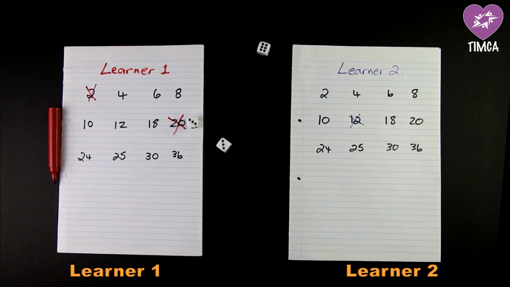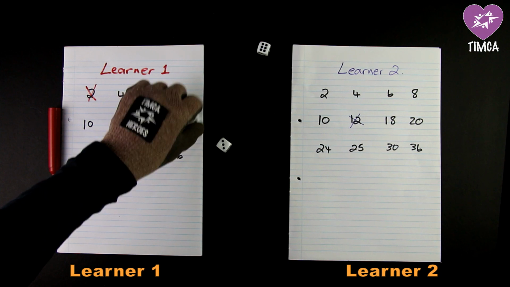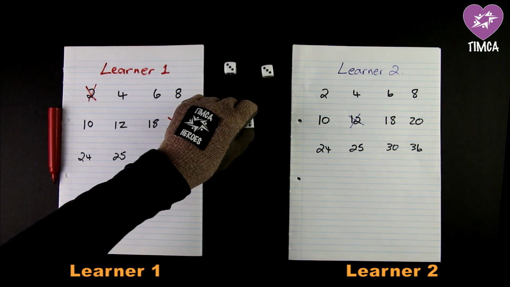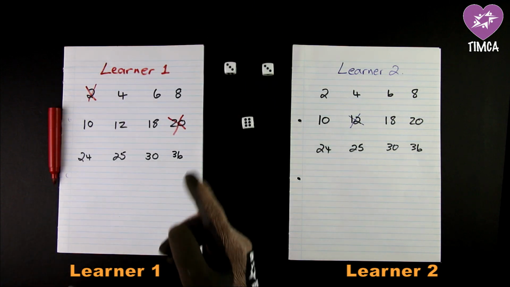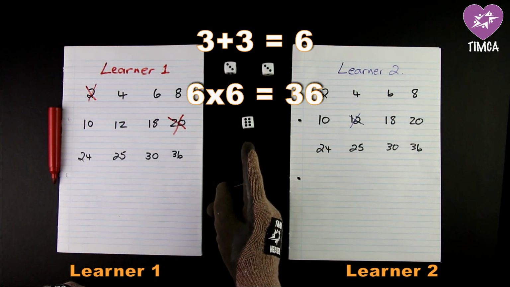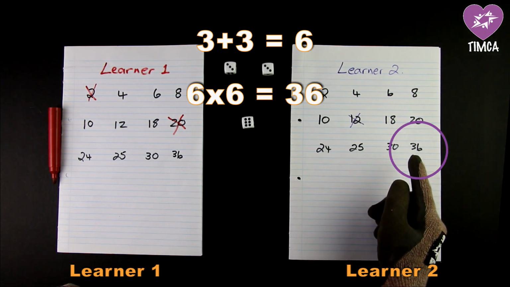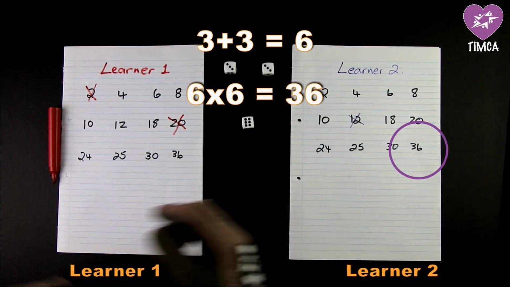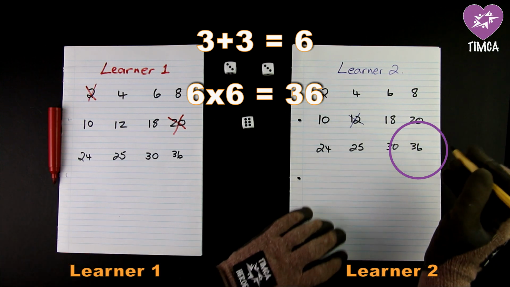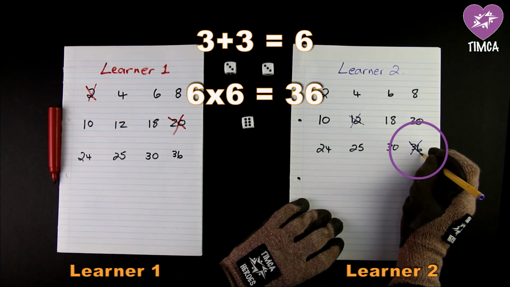Learner 2 throws the dice, and learner 2 gets 2 3s and a 6. Learner 2 decides to go with the 3 plus 3, which is equal to 6, and then multiplies that by 6 to give them 36. Learner 2 now crosses 36 off on their sheet.